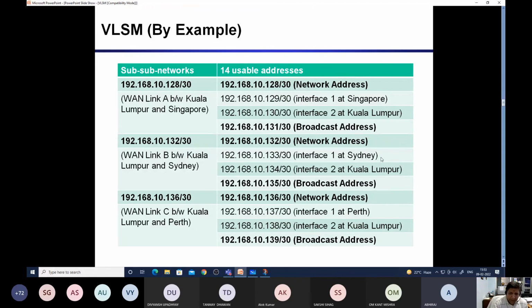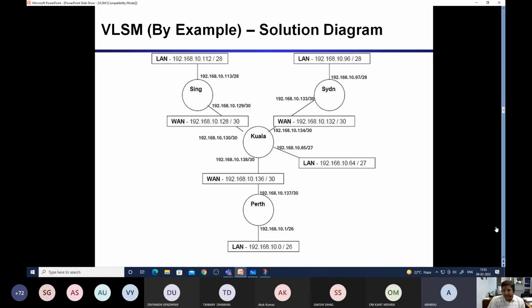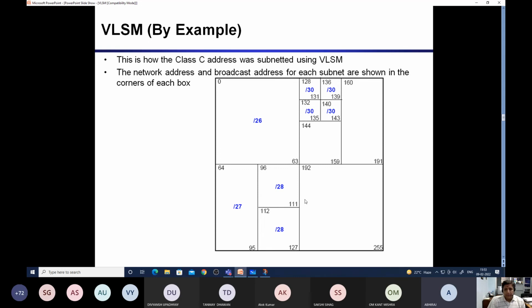Now, let me show you the complete picture. This is the complete picture. So this is your LAN, the router interface, and then the wired interfaces, their IP address, everything is given here. And that's what I was showing you, that the whole 0 to 255 is divided like this. First quarter, then half of that quarter, then half to half of that quarter, and then /30/30/30.